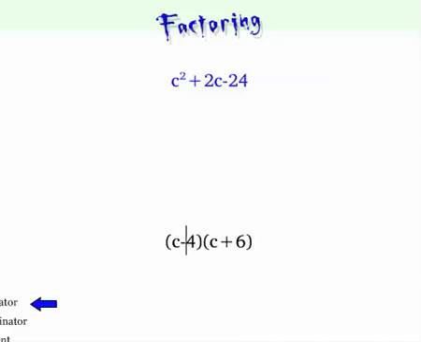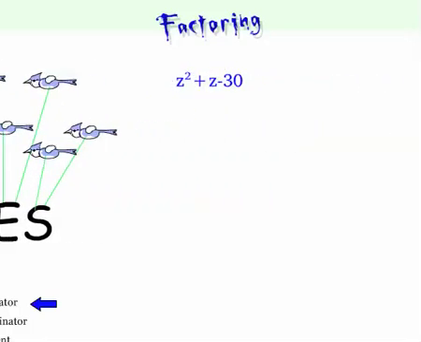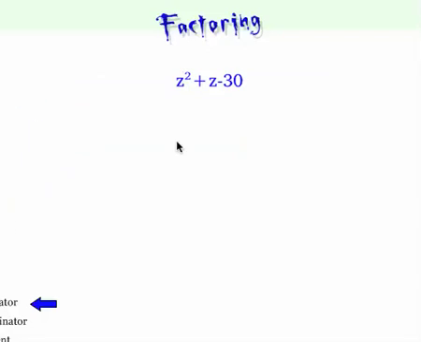Okay, so think about it this way. Negative 4 times 6 is negative 24, but negative 4 plus 6 is positive 2. Okay, so that works. And if you're not sure if it actually works out, just do your FOIL, and I'll give you this as the response. Okay, another easy question.